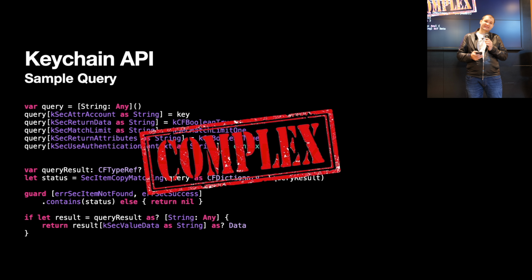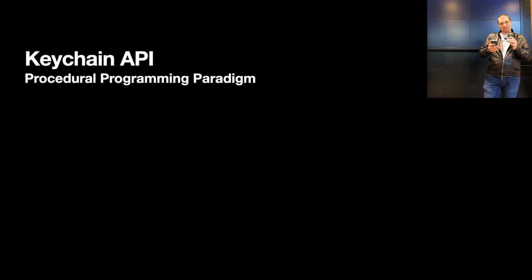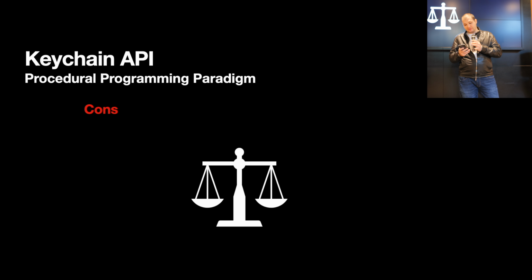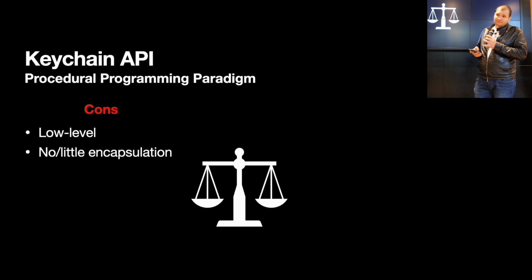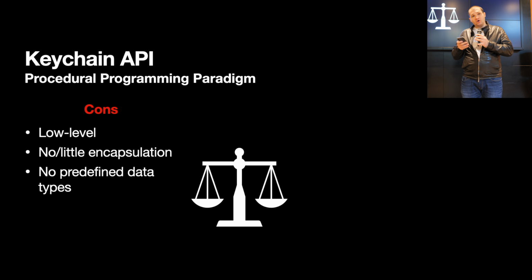And the reason for this complexity is that the Keychain is based on the procedural programming language C, and there are pros and cons to that decision. So the cons is that it's very low level. There is too little encapsulation, and it takes a lot of repetitive code to write, and no predefined data types, no return type. You have to pass around dictionaries or similar structures to get data in and out.